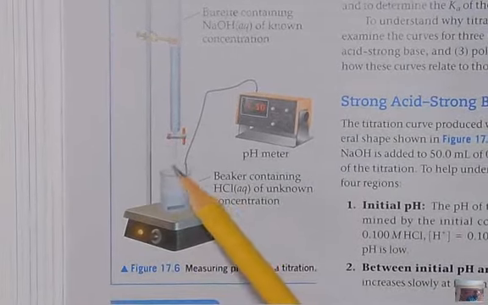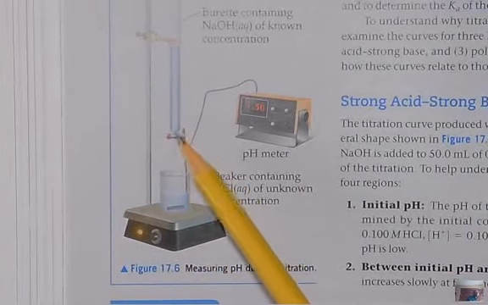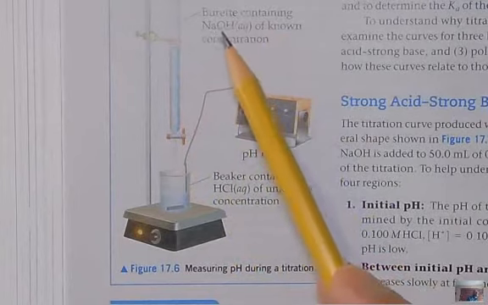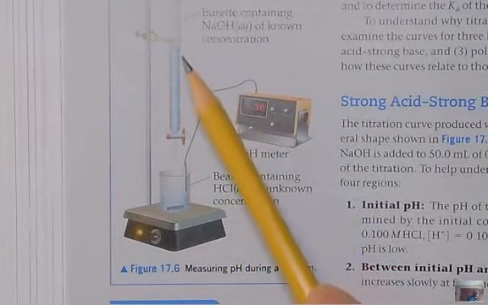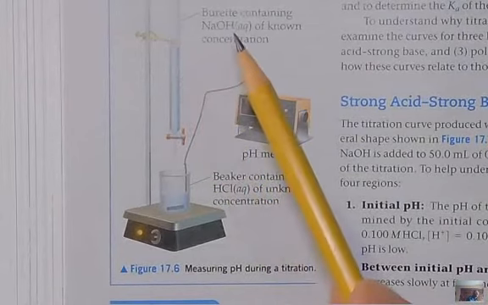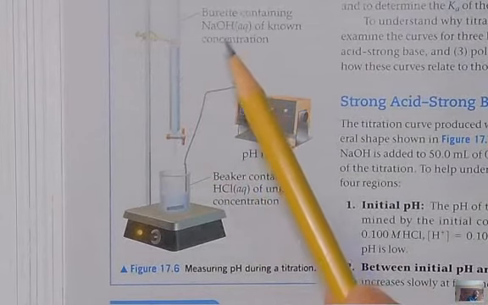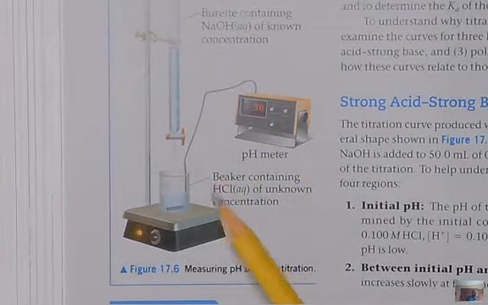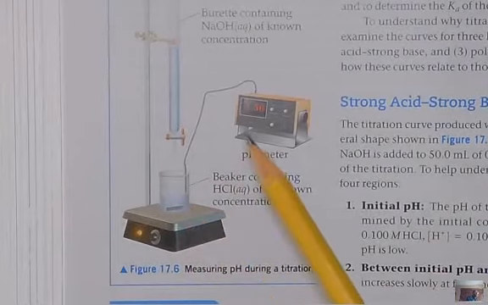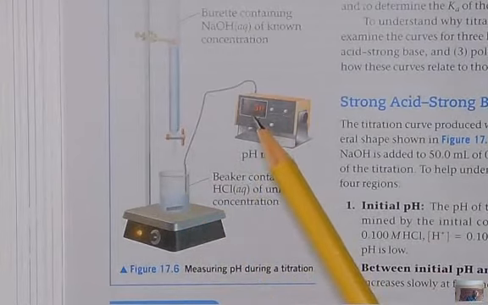What's up here is called a burette. We fill the burette with a known concentration of sodium hydroxide, so we can measure what volume of sodium hydroxide we're adding. Since we know its concentration, we can calculate the number of moles that have been added. Instead of using an indicator, we're going to monitor the reaction with the pH meter.